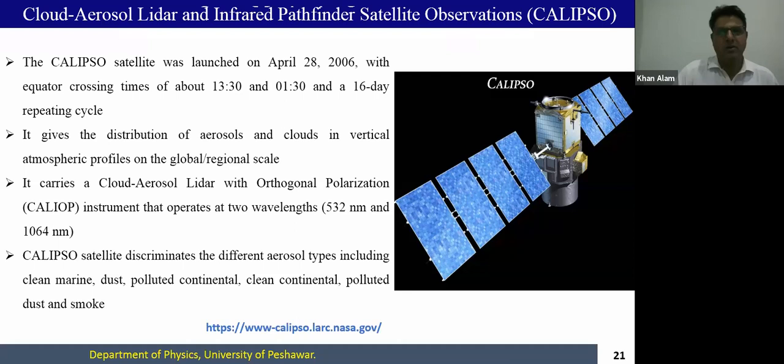So CALIPSO is a very suitable satellite for classification of aerosol and for the vertical distribution of aerosol, the aerosol-cloud interaction, and how aerosol can modify cloud properties. So this is the best satellite because it has a LiDAR.